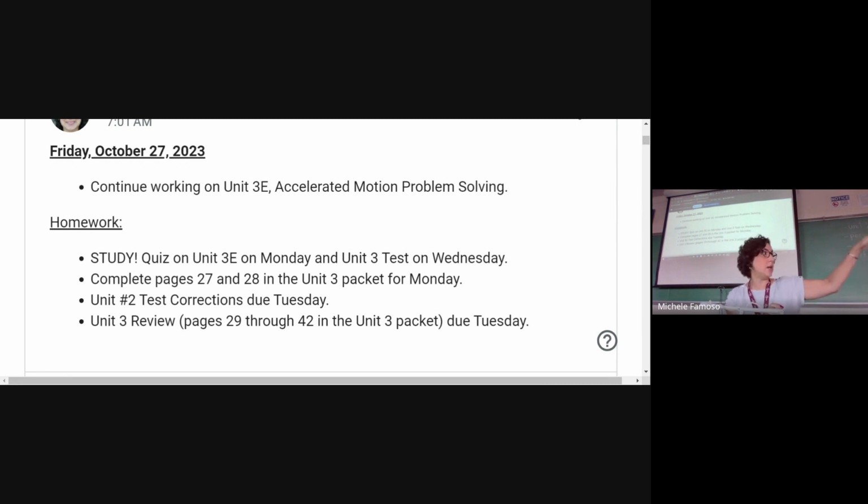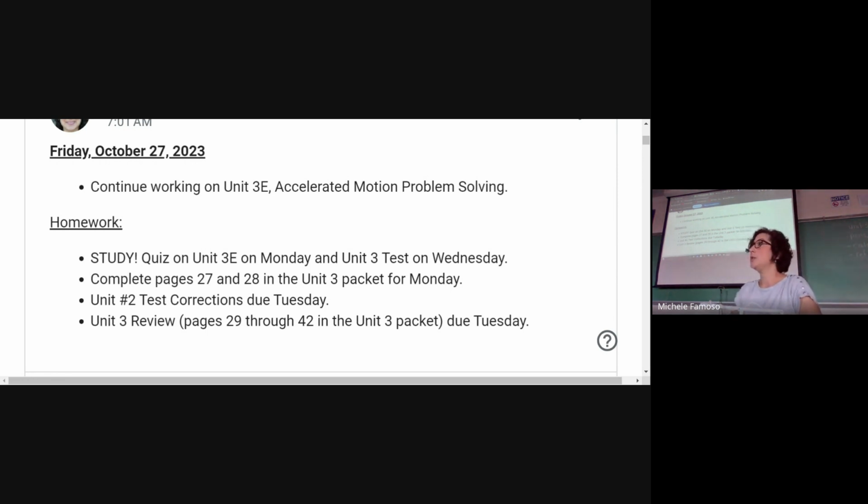If you have those today, you stick them in the bin before you leave. You could do that during the break. And then the review assignment for this is also due Tuesday. That's pages 29 to 42, because this is the last section of the unit. You will take a test on accelerated motion, which includes constant velocity motion as well in there. Some old questions will show up on Wednesday's test, but the focus will be accelerated motion, not constant velocity.